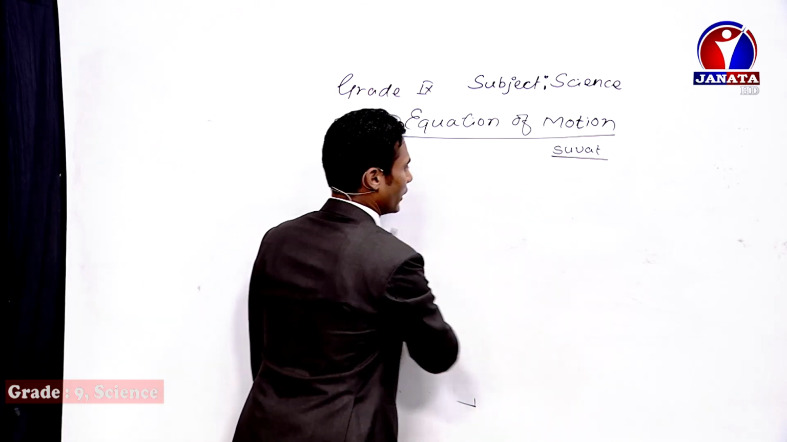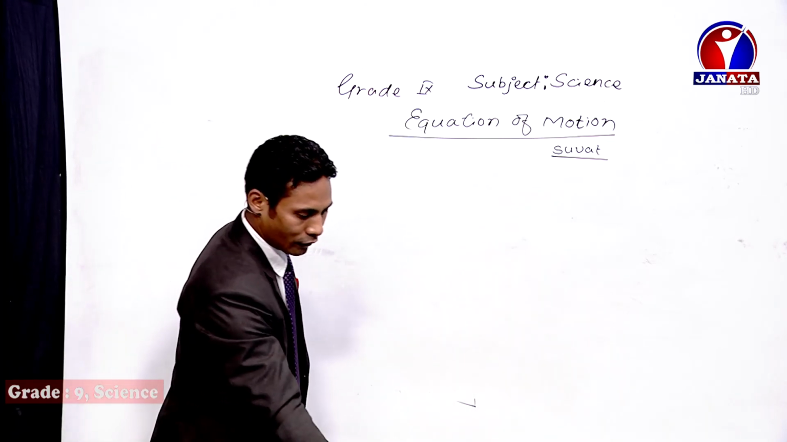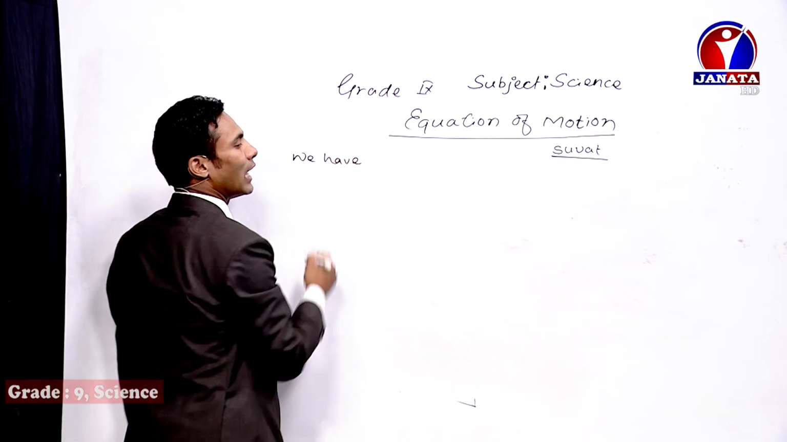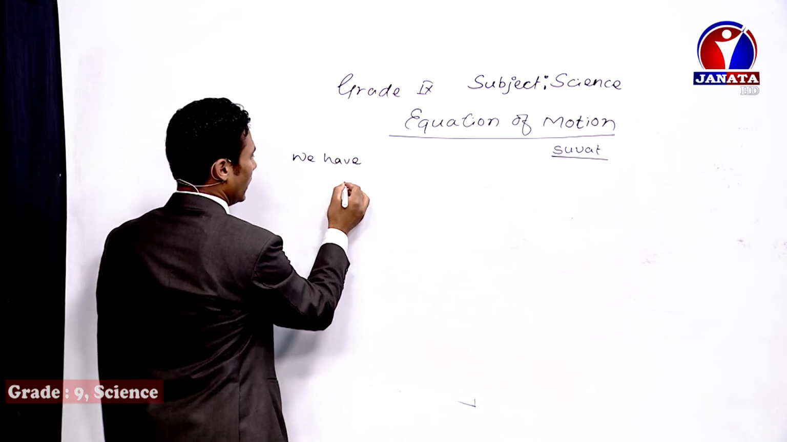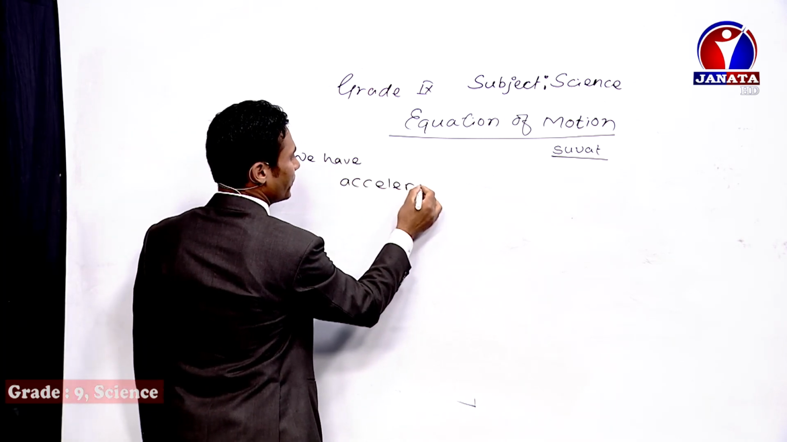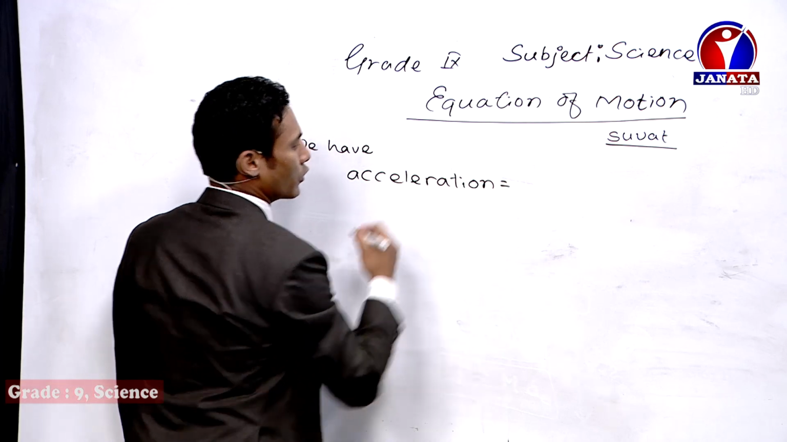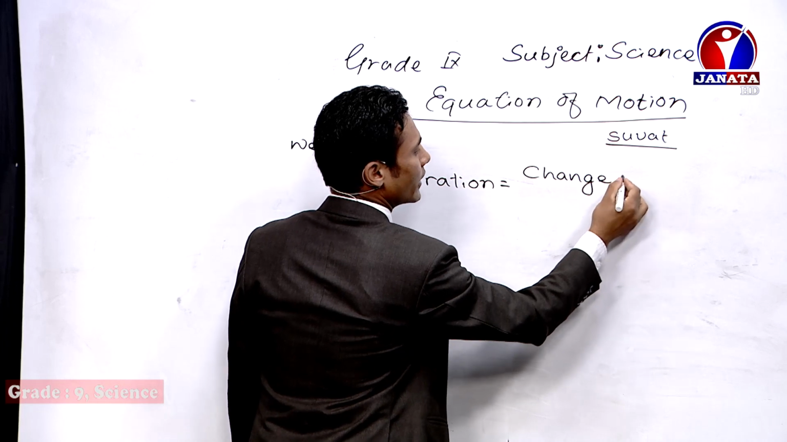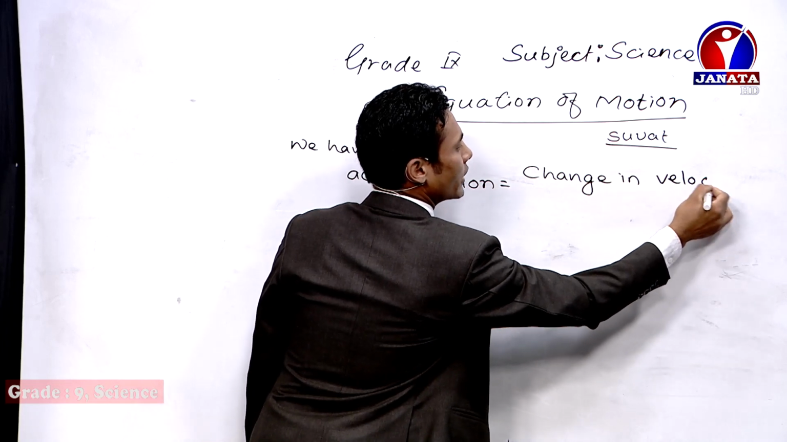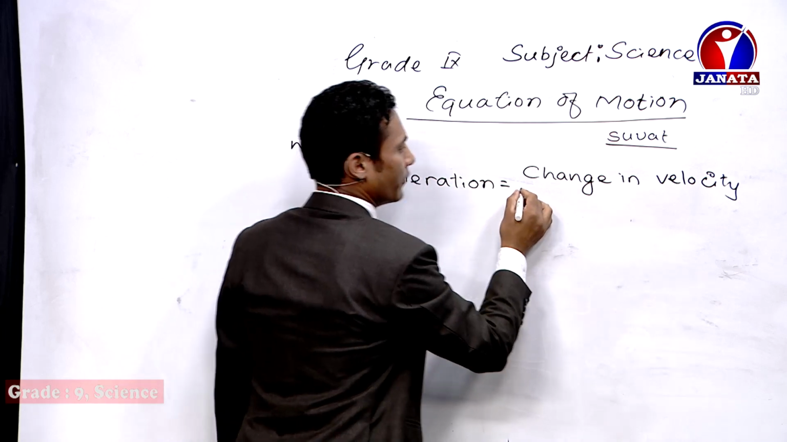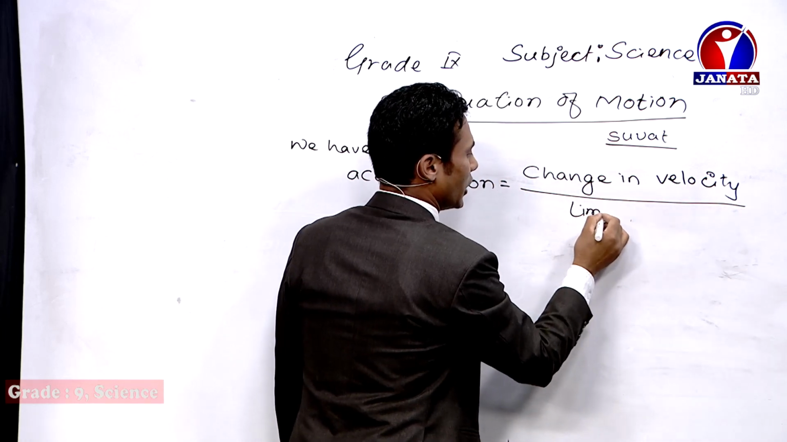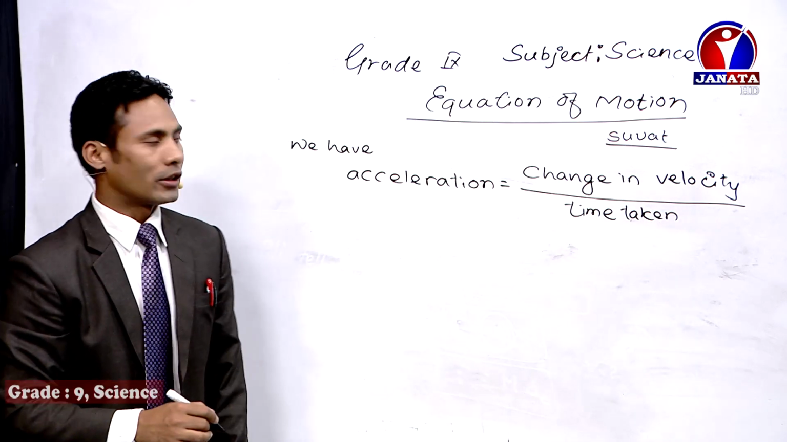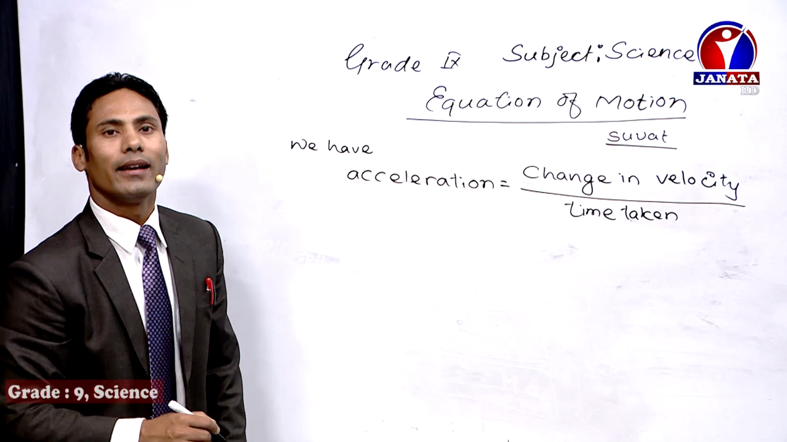Firstly, I will derive the first equation. For that, we start from the definition of acceleration. Acceleration equals change in velocity divided by time taken. So from the definition, acceleration is the change in velocity by time taken.